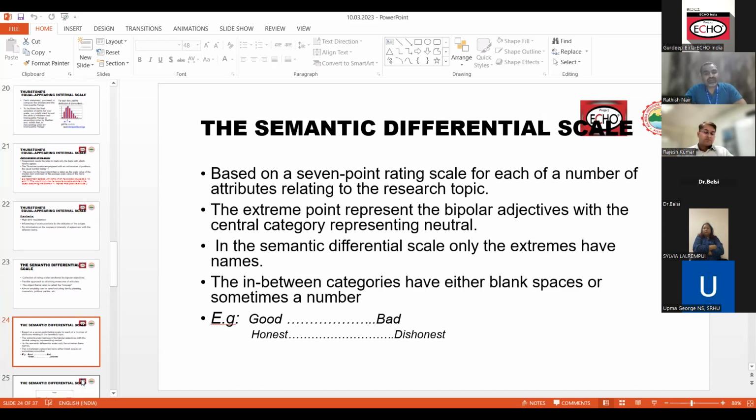The semantic differential scale is based on a 7-point rating scale for each of a number of attributes relating to the research topic. The extreme points represent the bipolar adjectives, with the central category representing neutral. In the semantic differential scale, only the extremes have names. The in-between categories have either blank space or sometimes a number. For example, one end is good, the other end is bad, and in between you are not bothered about what is what, but how the respondent reacts to it.